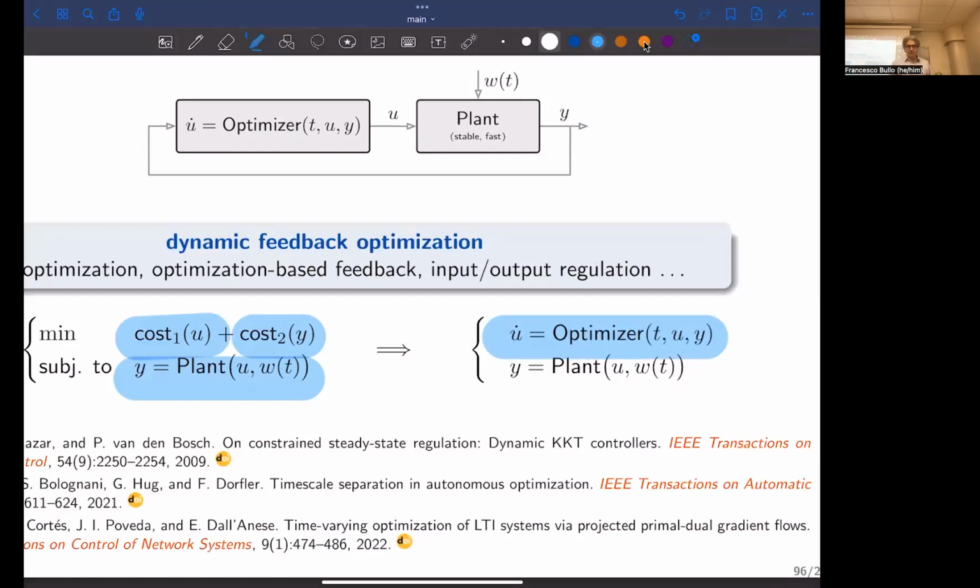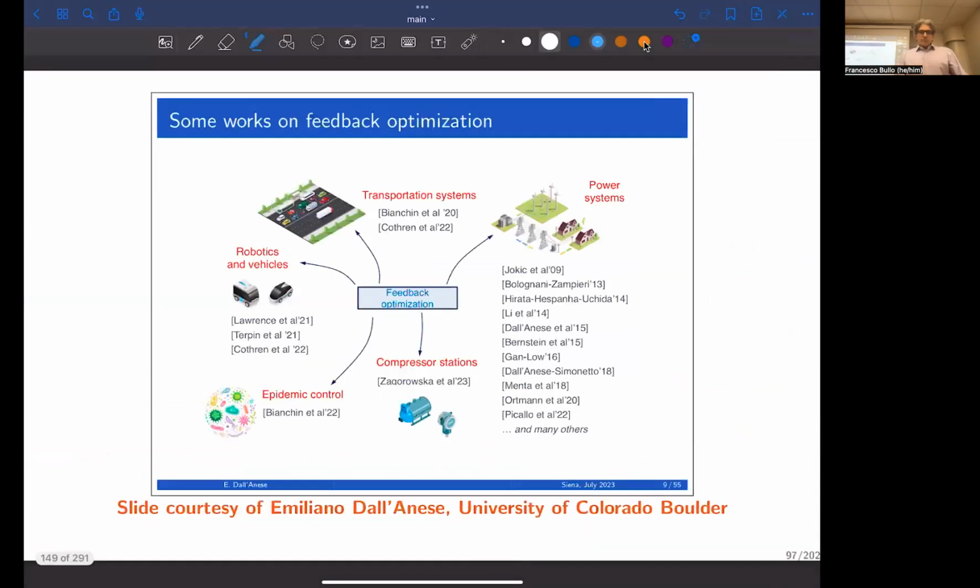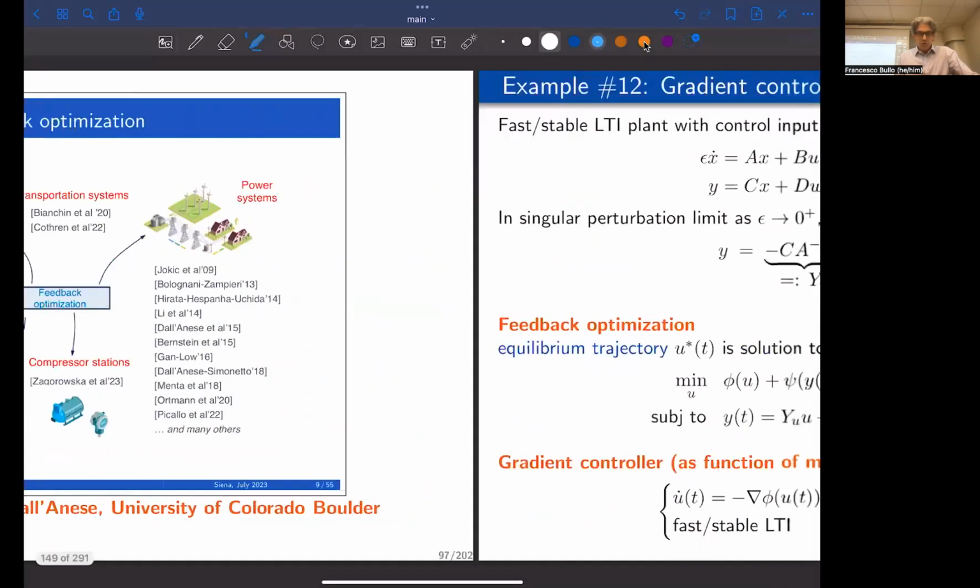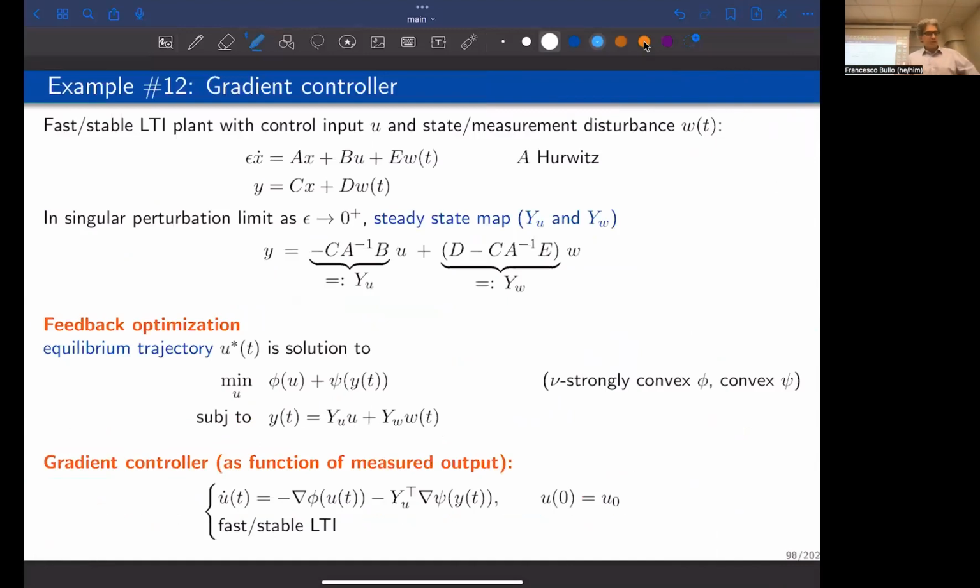Okay, all right, fine. So Emiliano has donated to me this slide where he shows that this idea of feedback optimization has found a lot of interesting applications. So let's do a very specific example here.